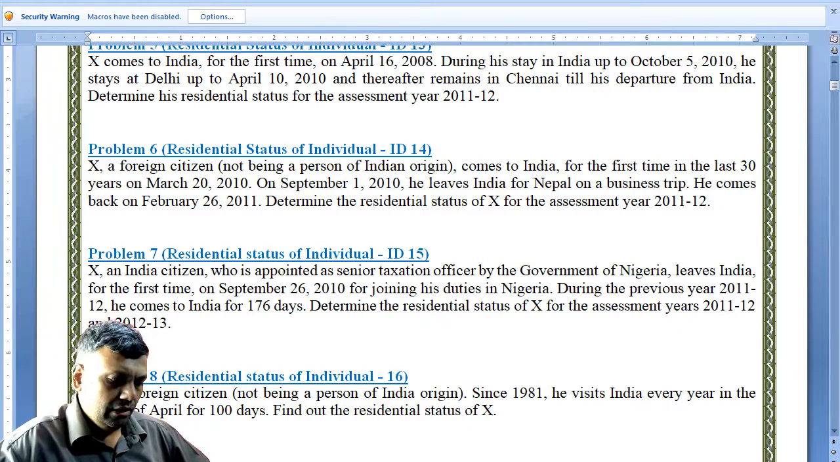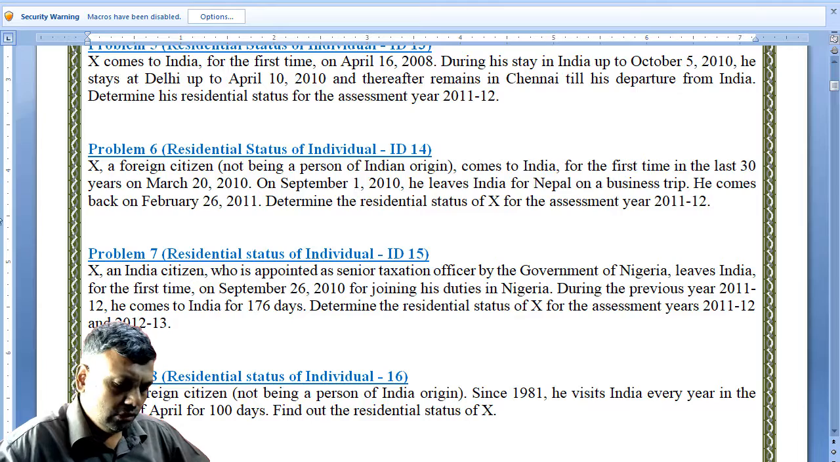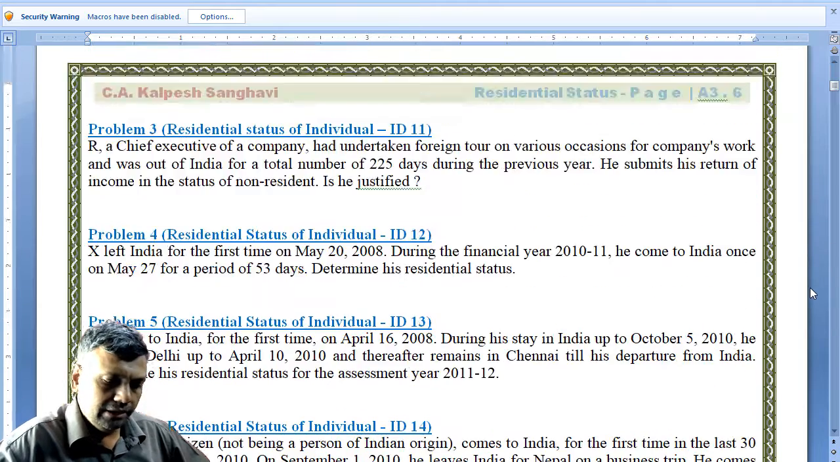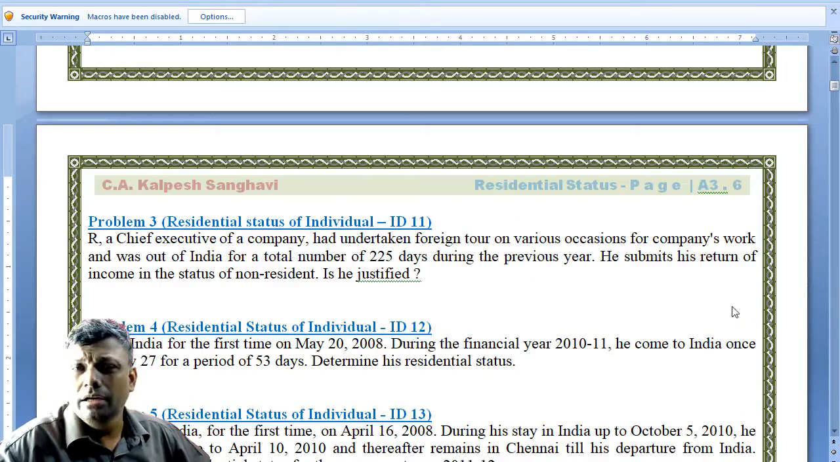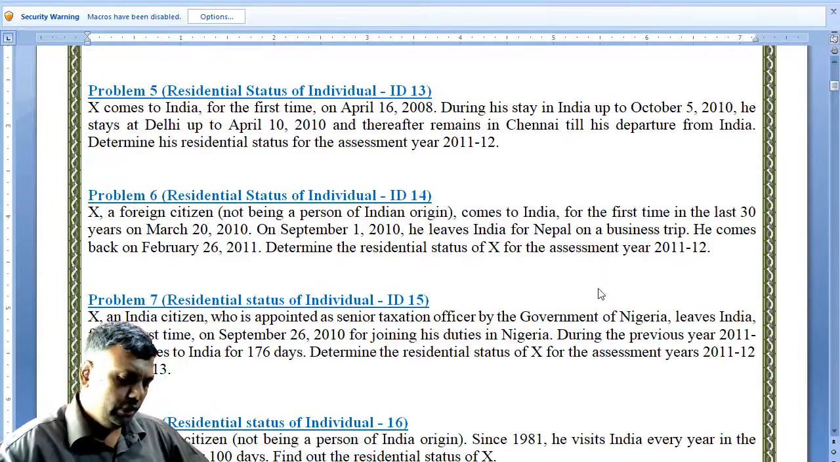Welcome friends, and let us start with some more discussion for questions on the residential status. Please come to this particular page. This is your page number, friends. You have already continued with my previous class, so the page number is already known to you. Come to question ID number 14.